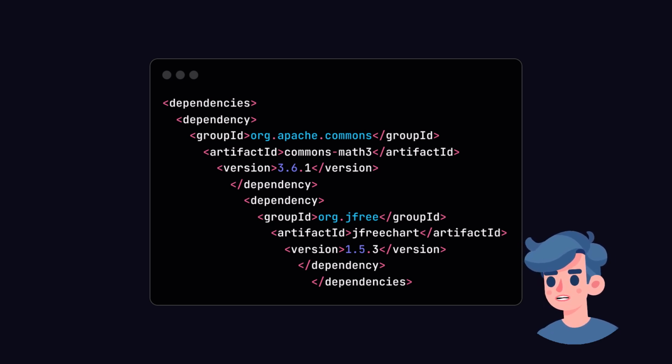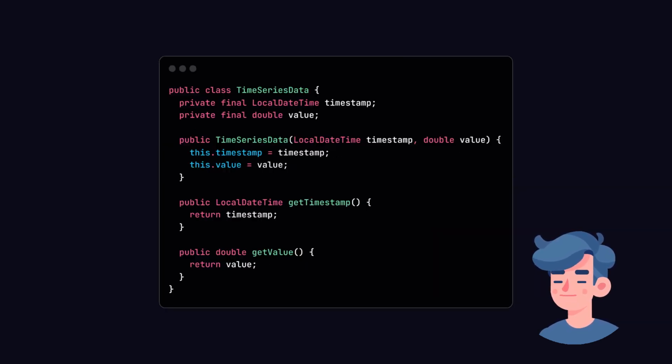For time series analysis, we will leverage libraries, including Apache Commons Math and JFreeChart to help us with calculations and visualizations. Let's create a simple data structure to store our time series data points. We'll represent each data point with a class that contains the timestamp and the value associated with that timestamp.